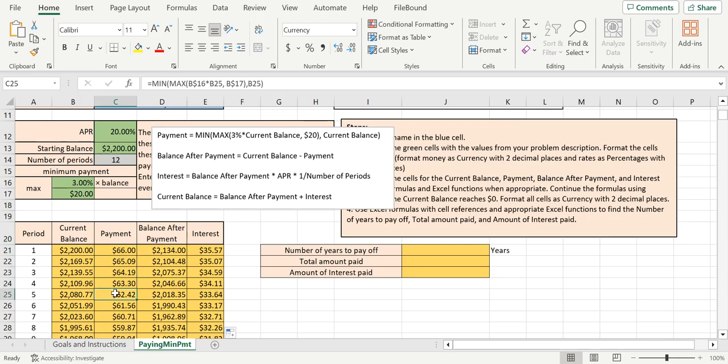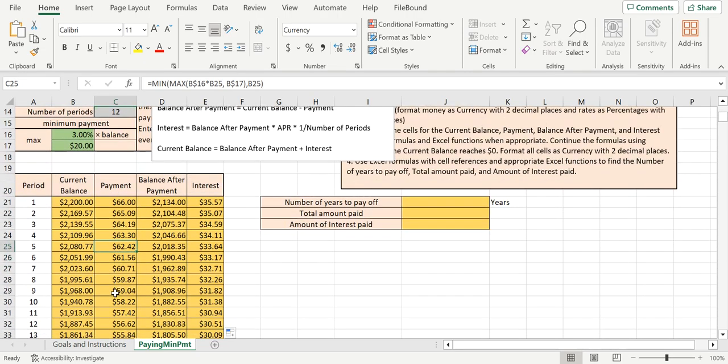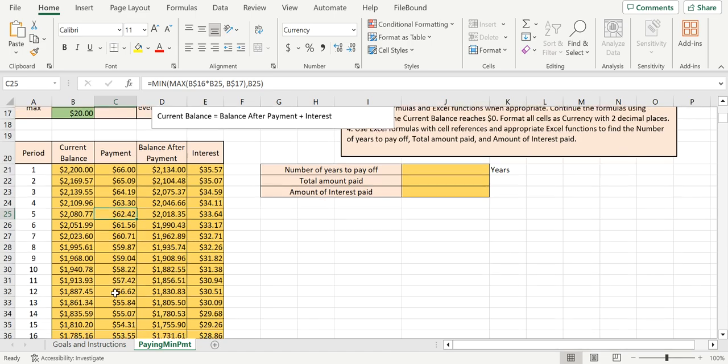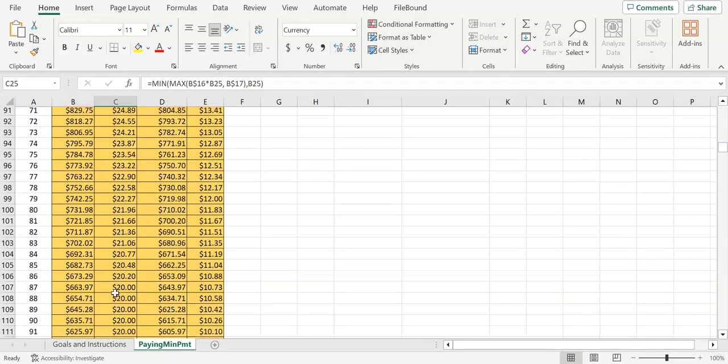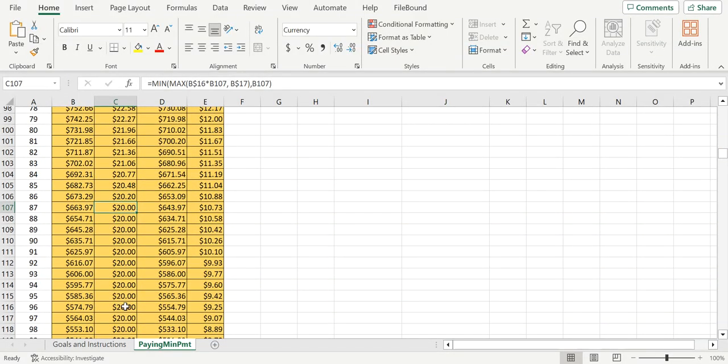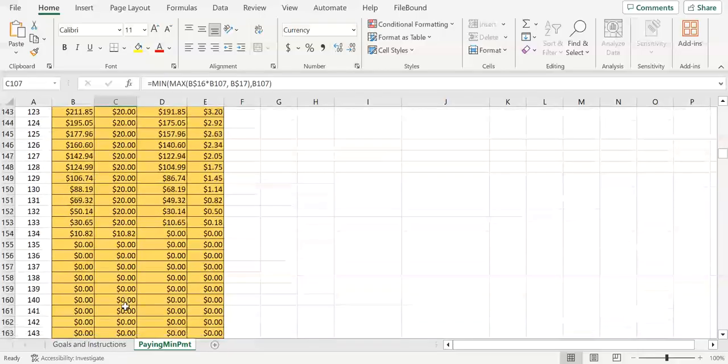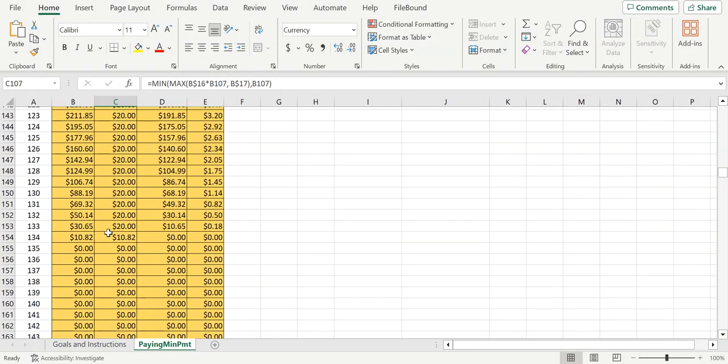So here for my payment, you can see that it's starting as the percentage-based payment. It's starting as 3% times the current balance. It's gradually decreasing as you move down the table. The payments are just gradually decreasing. And then once I hit $20, it's going to stay fixed at $20 until my current balance is below $20. So here it's $20, and then my current balance is below $20. So then my payment updates to pay that off, and then my loan is done. So here is where my loan finishes. Here's where I've paid off the current balance.